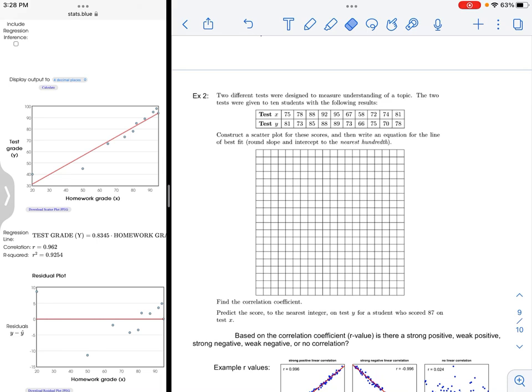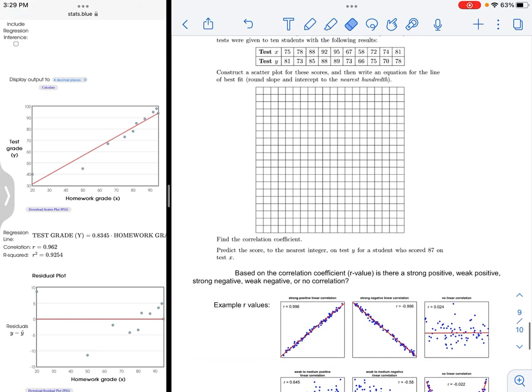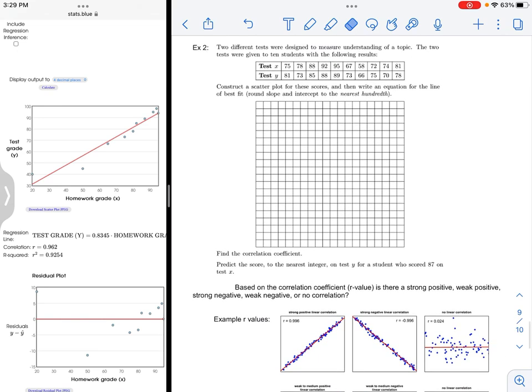We're going to construct a scatter plot for the scores, then write an equation for the line of best fit. We're going to round the slope and intercept to the nearest hundredth, so that's 2 decimal places. And then we'll find the correlation coefficient as well as predict what a score will be and decide what this correlation coefficient means. So lots of things going on in this problem.